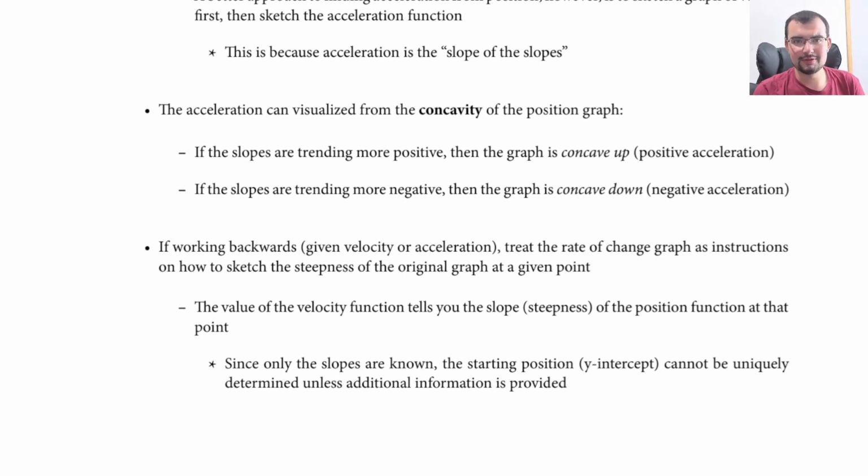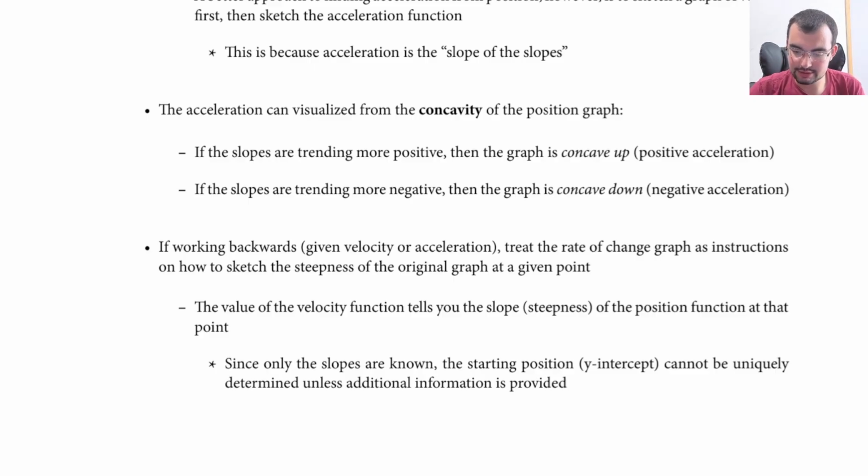And if you're asked for acceleration from position, you just do it twice. And this is some wording that we'll use a lot in this class. It's called concavity, where if the slopes trend positive, we call it concave up. And if the slopes trend negative, we call it concave down.